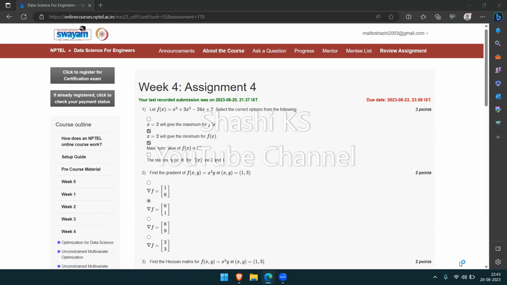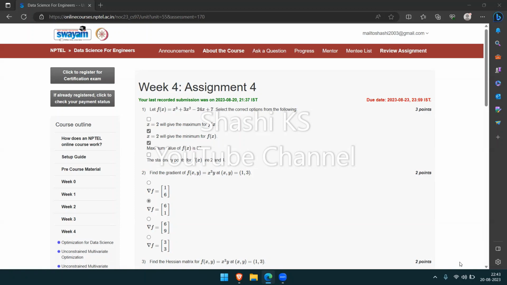First question is, let f of x is equal to x cube plus 3x square minus 24x plus 7. Select the correct options from the following. So they are asking the value of x at which will give the minimum for f of x and what is the maximum value for f of x. So the answer to this is x is equal to 2 will give the minimum for f of x and maximum value for f of x would be 87.